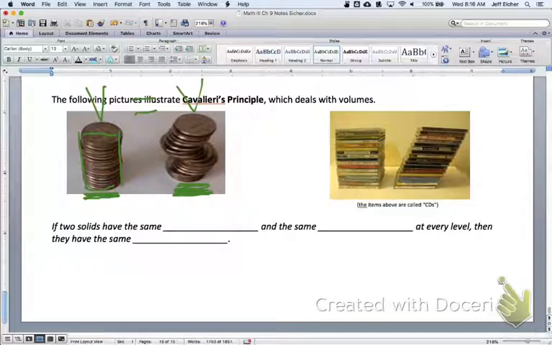That also applies over here. This stack of CD cases has a certain volume. This stack has the exact same volume, volume 1, volume 2. These volumes are the same as long as you have the same number of CD cases, the same height of CD cases, and each individual case has the same volume.